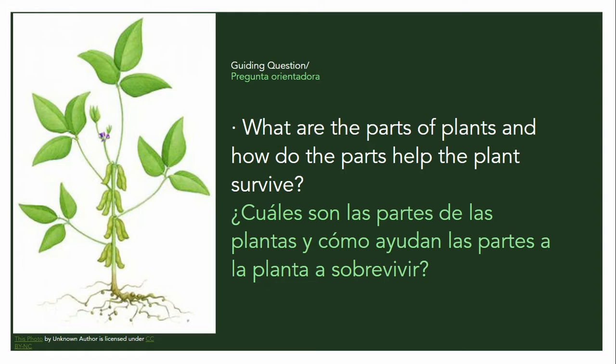Here's our question for the day. What are the parts of the plants and how do the parts help the plant survive? We're going to be looking at a few different plants today and answering questions like this and identifying those different parts that were shown in the beginning with the vocabulary words.